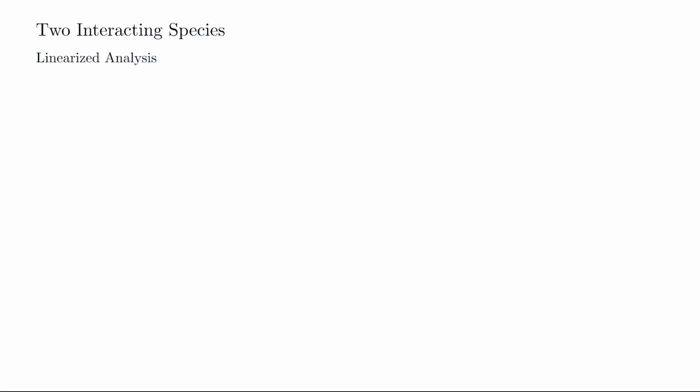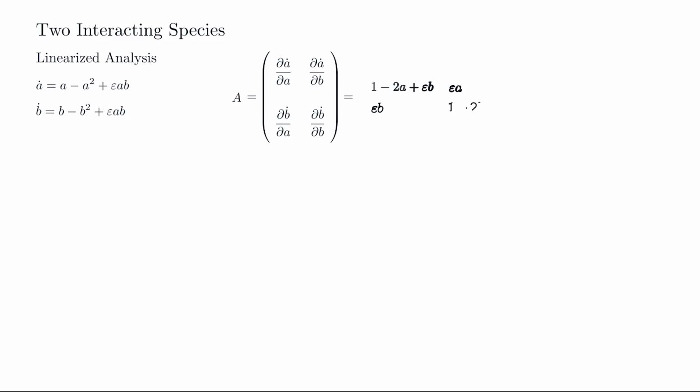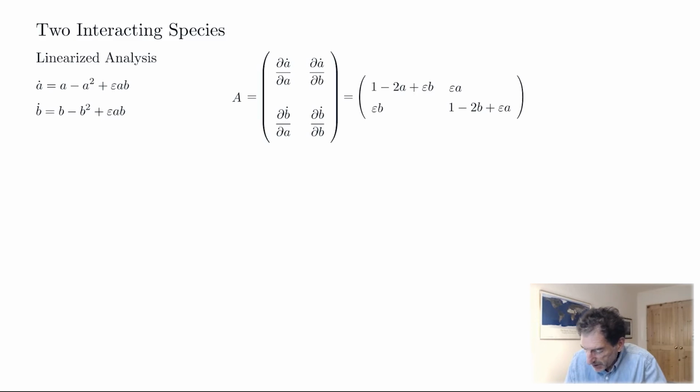Let's understand the same behavior by looking at the linearized transformation near the fixed points of the system. So here are our equations of motion, and then we can look at the Jacobian matrix, the matrix of the derivatives of the transformation. The first term is take the right-hand side d by dA, so that's 1 minus 2a plus epsilon b. And then I take d by dB of the right-hand side of the a dot term, and that's plus epsilon a. And then I have epsilon b, 1 minus 2b plus epsilon a.